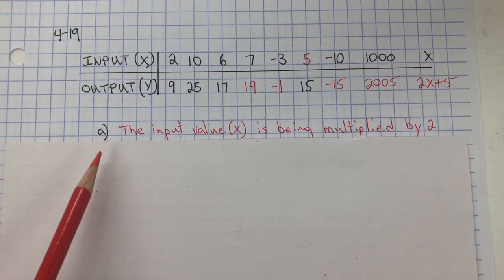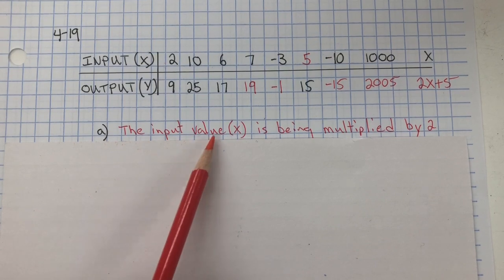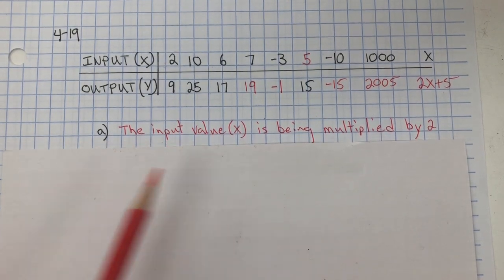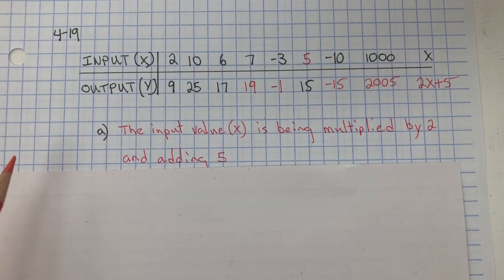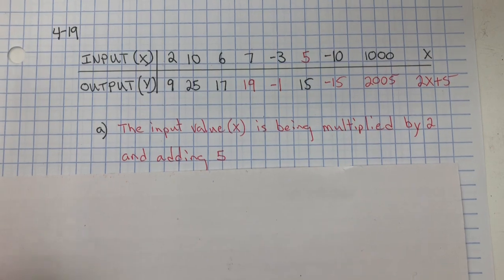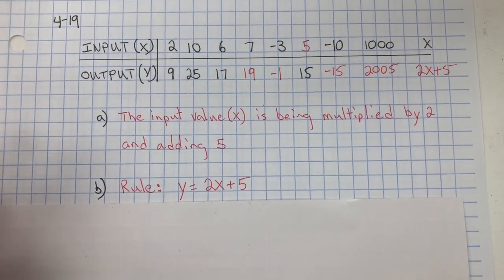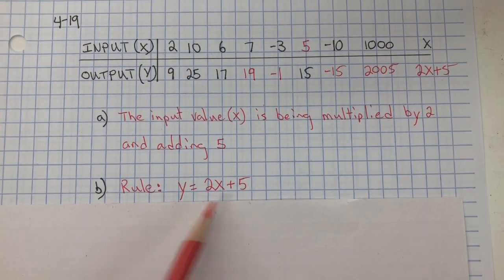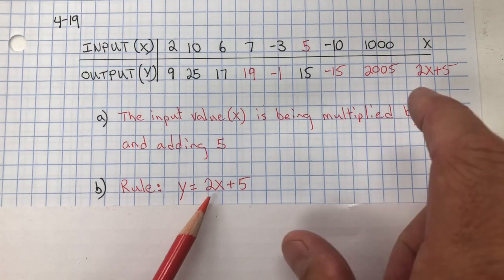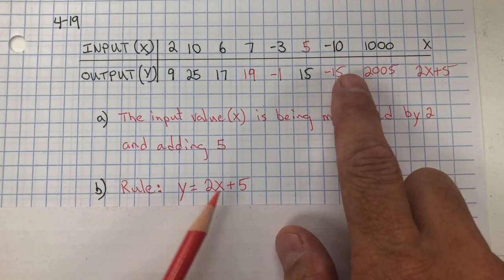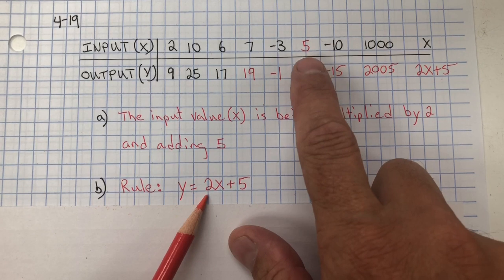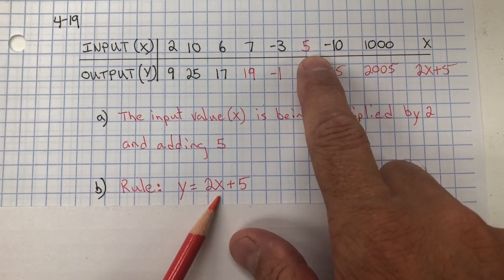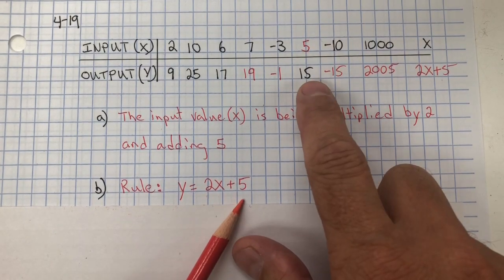So for A, I needed to put it in words. The input value, x, is being multiplied by 2 and adding 5. Part B, I needed to write the rule. And the rule is y equals 2x plus 5, because the output would be 2 multiplied by the input, so 2 multiplied by 5 is 10, plus 5 is 15.